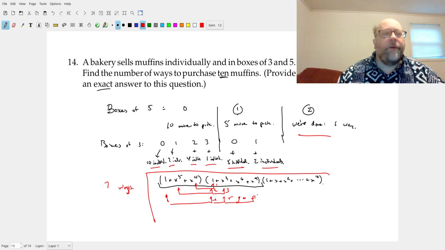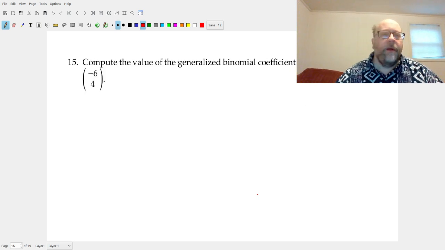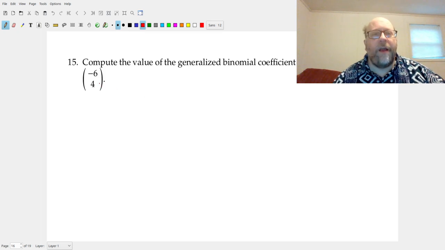Let's keep going. We've got a few more problems to work through. Compute the value of the generalized binomial coefficient, -6 choose 4. So that's the same thing as having a 4 factorial on the bottom.